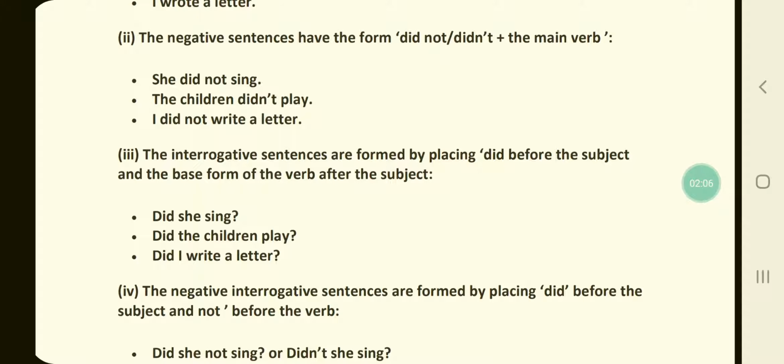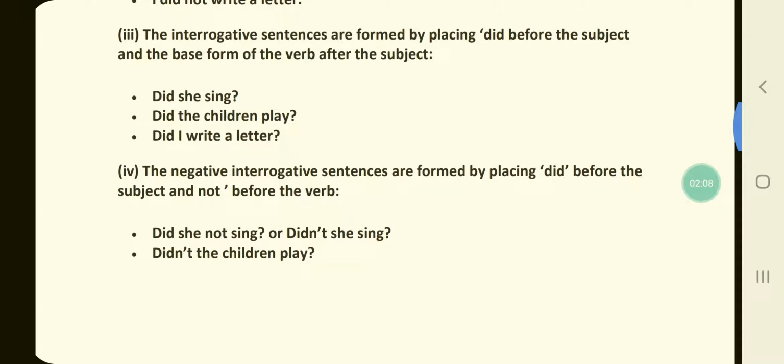Now moving on to the fourth part, that is the negative interrogative sentences are formed by placing did before the subject and not before the verb. For example, did she not sing or didn't she sing? Next example, didn't the children play?